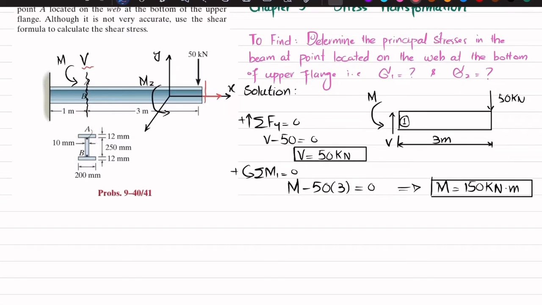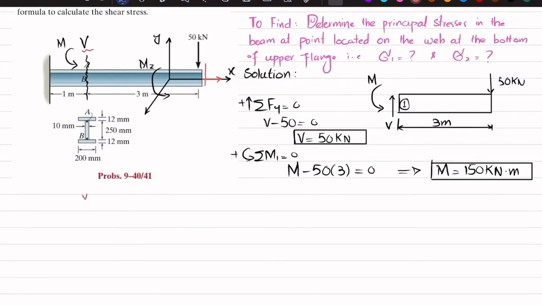So if I draw the state of stress, we will have sigma x, which is not known yet, and we have a shear force which is given as 50 kilonewton. So we will calculate shear stress, which we also do not know. So what we will do, we will find this sigma x, and we know that sigma x is equal to M into y divided by I, where M is the bending moment, which we have calculated over here. Y is distance from neutral axis till topmost.